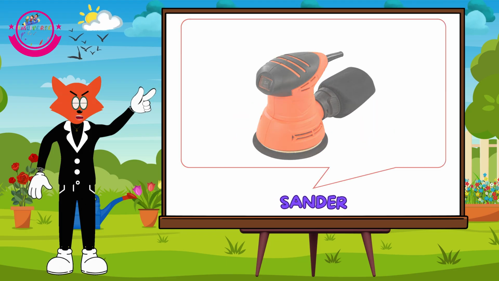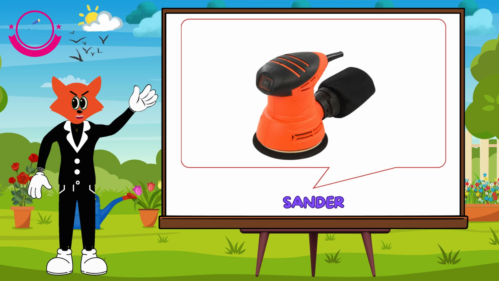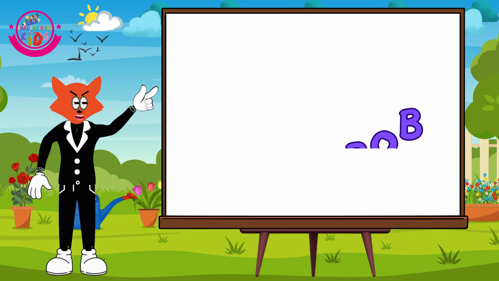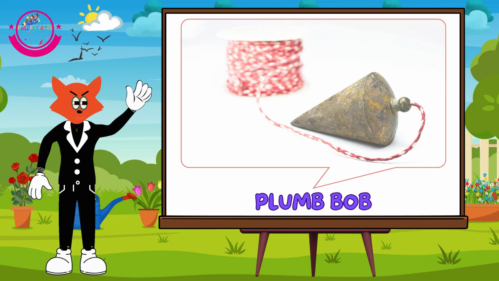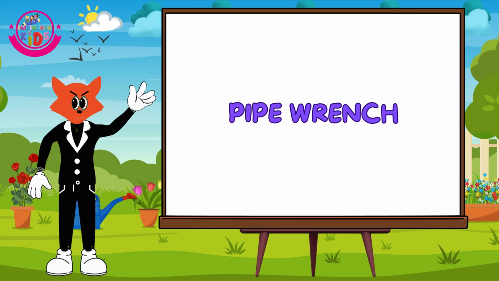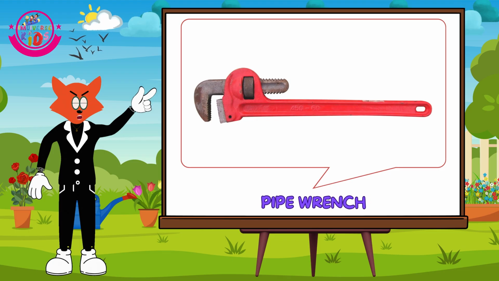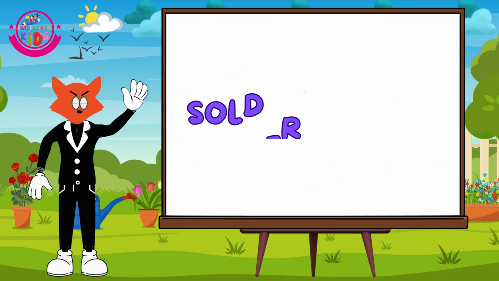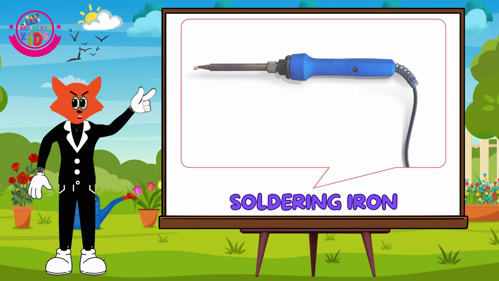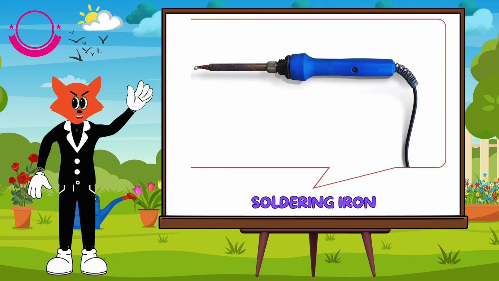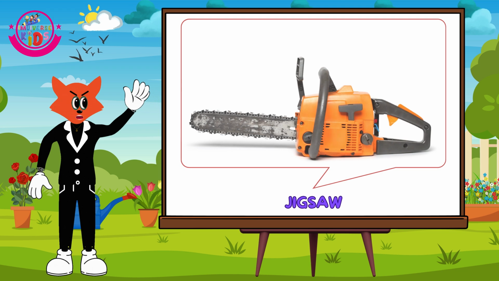Sander. This is a sander. Plumb bob. This is a plumb bob. Pipe wrench. This is a pipe wrench. Soldering iron. This is a soldering iron. Jigsaw. This is a jigsaw.